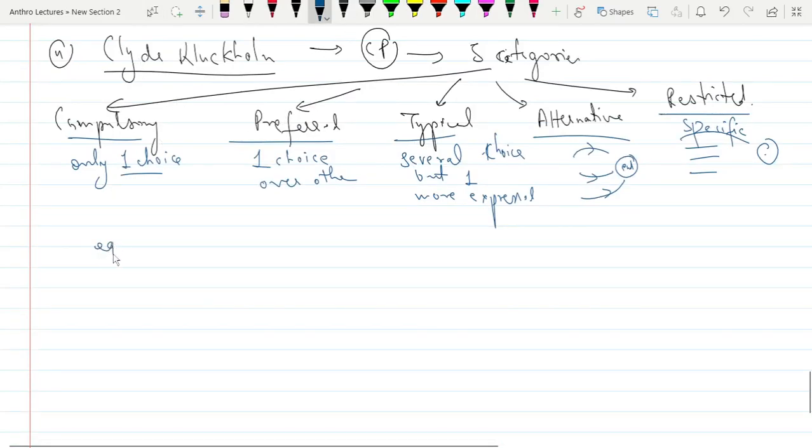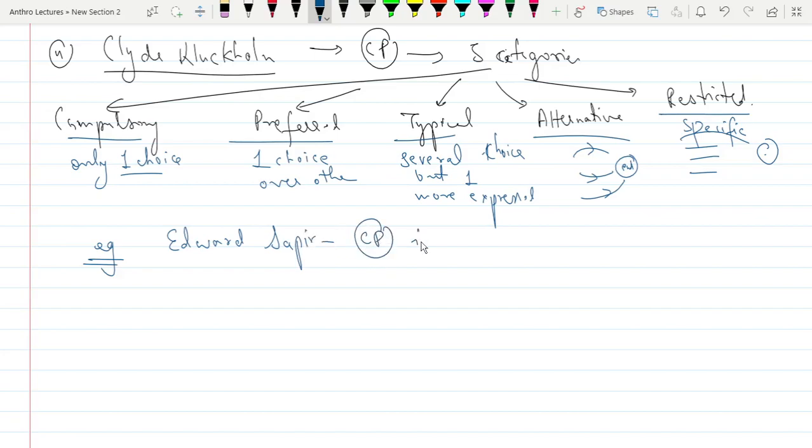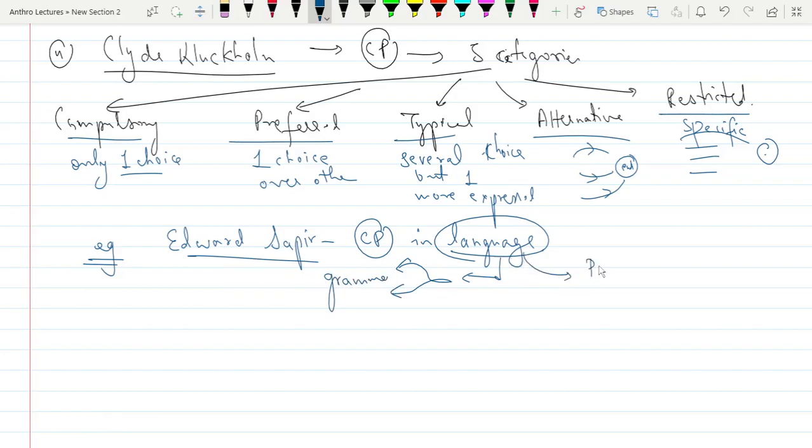Apart from that, if you want to give more examples, you can talk about how Edward Sapir talked about culture patterns in language. Similarly, if you want to explain this, you can take any language and show that languages are formed in such a way that the grammars show a culture pattern. So it is a kind of primary culture pattern, and you can give this example.